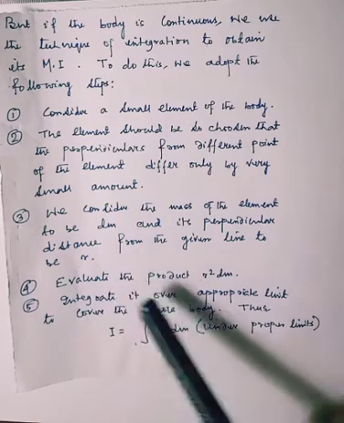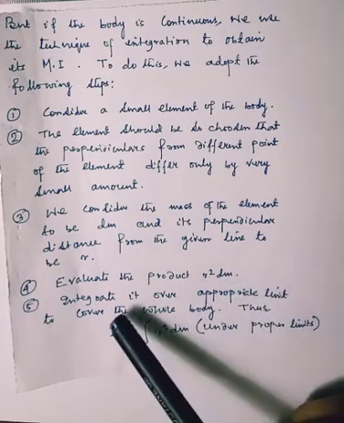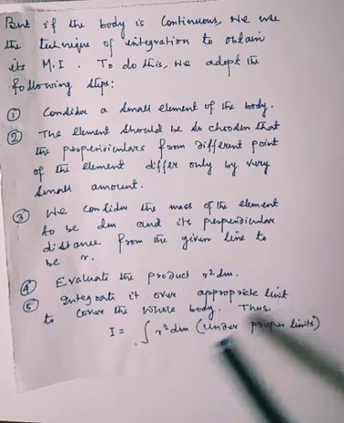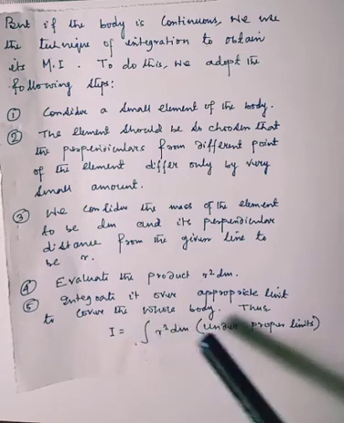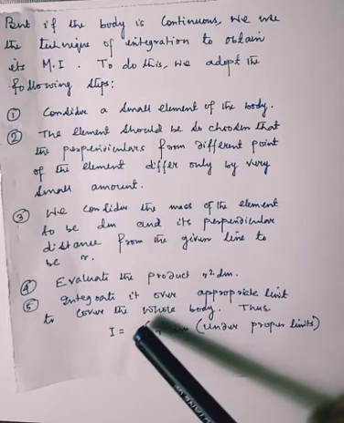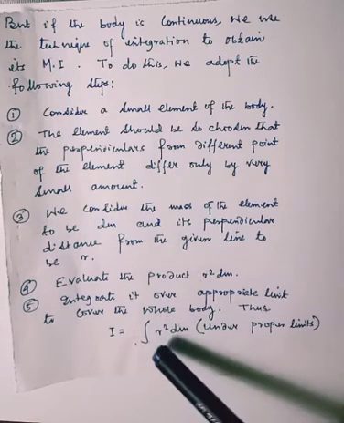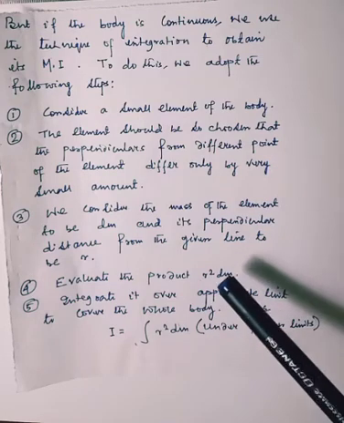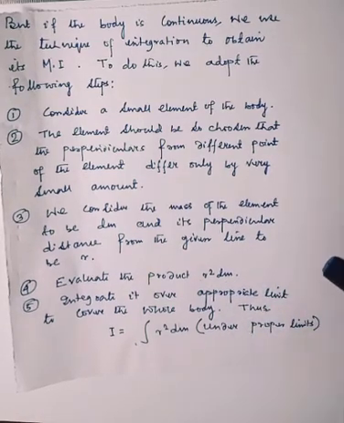Then we evaluate the product r squared dm, and then we integrate this r squared dm over appropriate limits to cover the whole body. Thus, the total moment of inertia of the body is I is equal to the integral of r squared dm under proper limits. So this is the technique by which you can calculate the moment of inertia of a particular rigid body using the technique of integration. Now with an example, we'll be trying to elaborate it further.